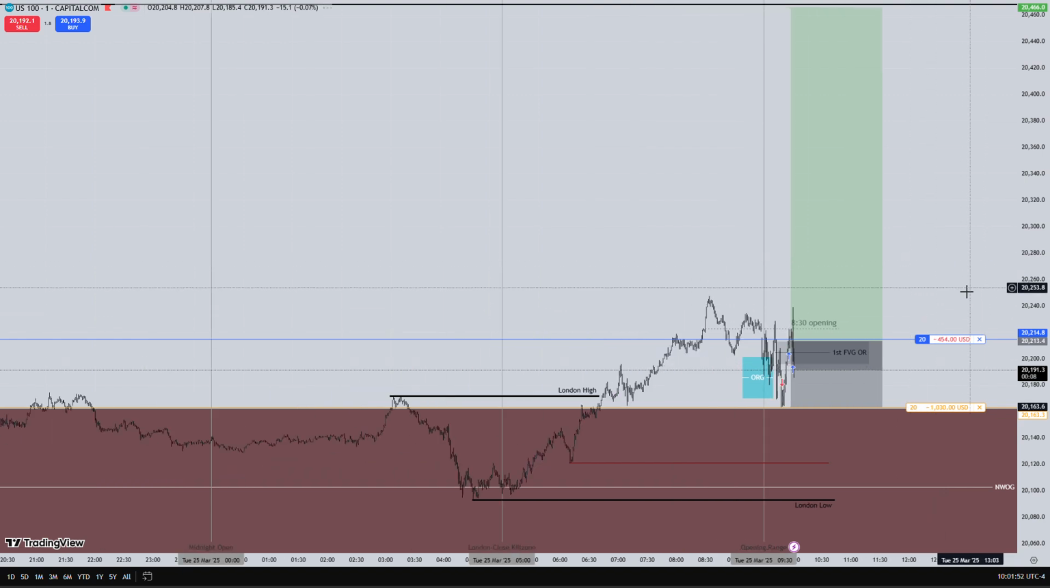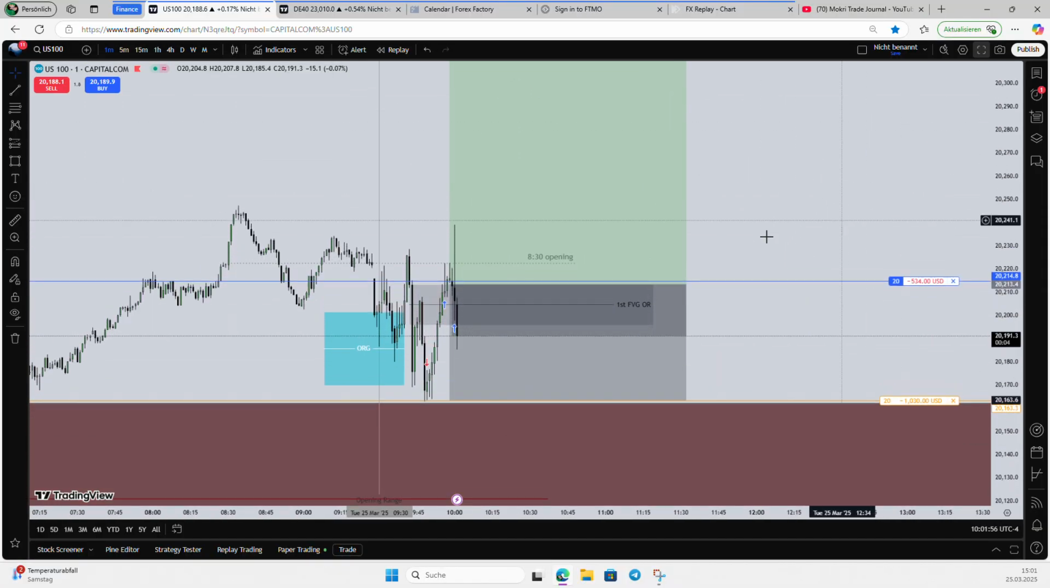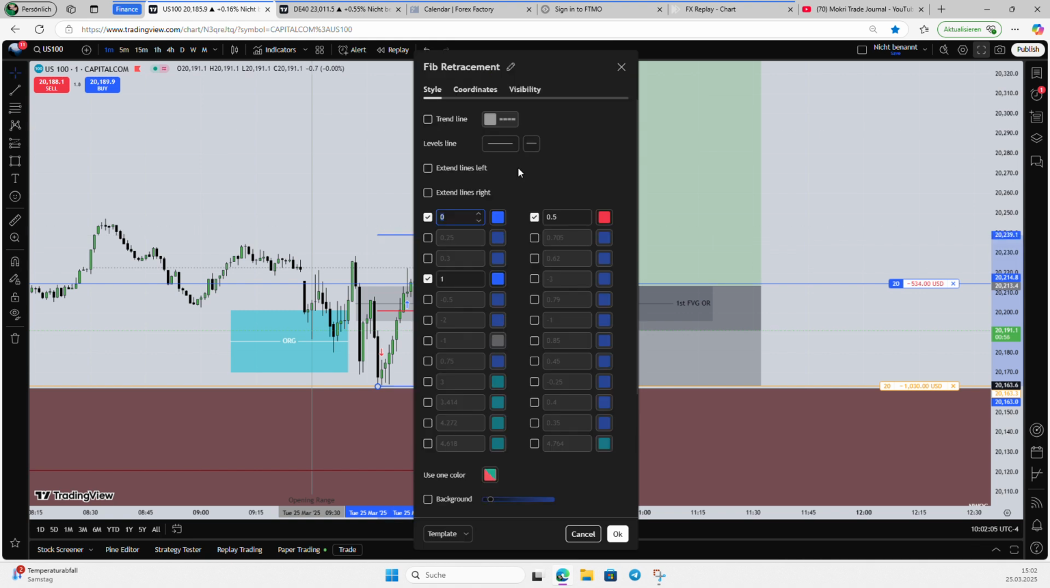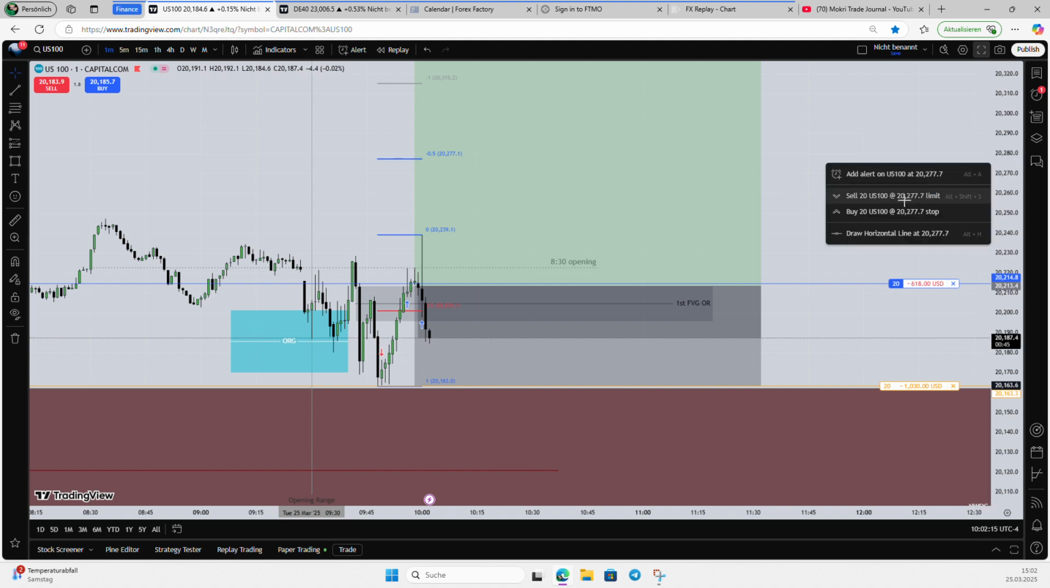And I am going to use my Fibonacci in this case and use the standard deviations for taking partials right here. You can see it. Let me use the 1 and the 0.5 level right there. So right here I'm going to take 10 contracts off, or 10 lots.